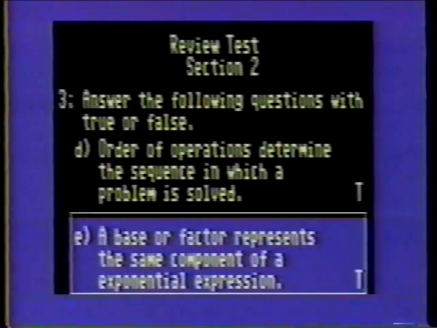3E. A base or factor represents the same component of an exponential expression. The answer is true. Base and factor are different words that represent the same thing.